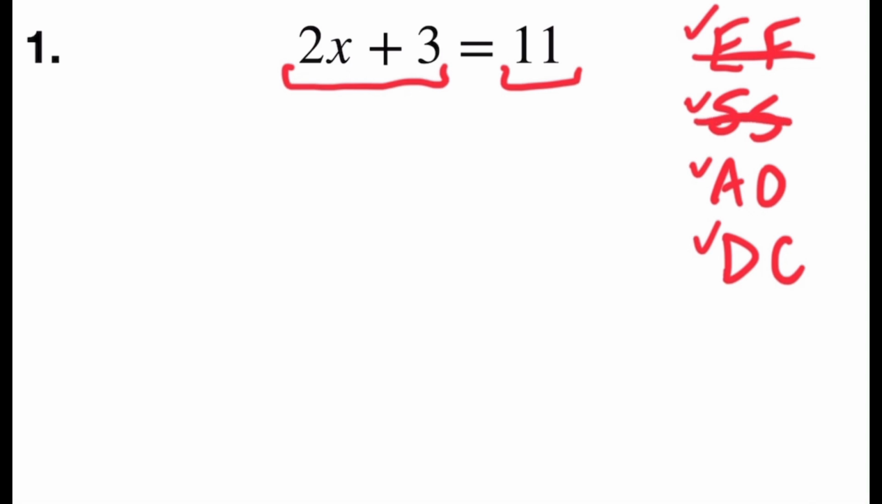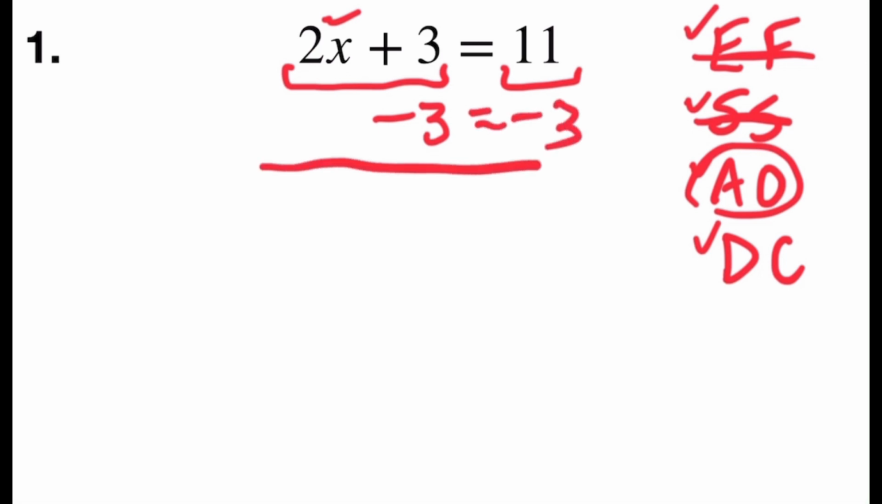Now I want to isolate the variable term 2x, and so I'm going to add the opposite. So the opposite of 3 is negative 3, so I'll add negative 3 to both sides. Positive 3 minus 3 is 0, or as some people say, it cancels out. 0 plus 2x is 2x. On the right side, I have 11 minus 3, which is 8.